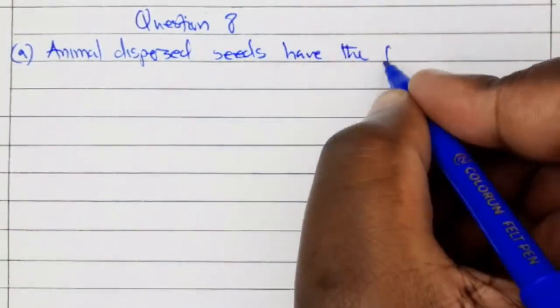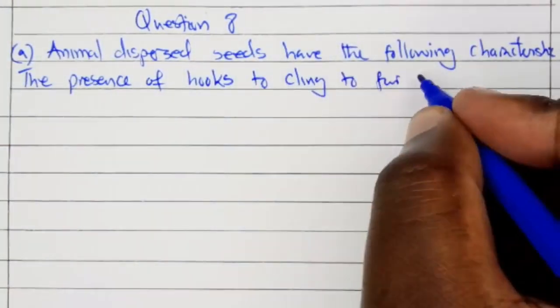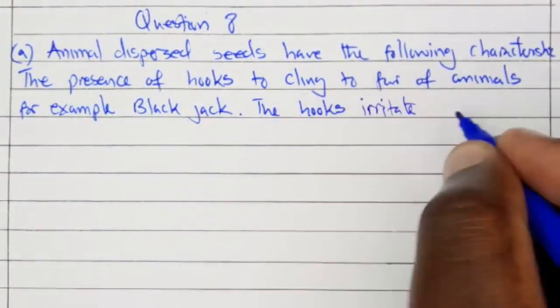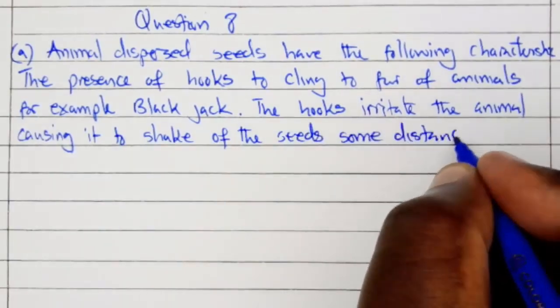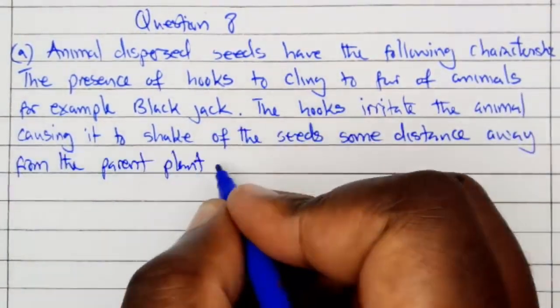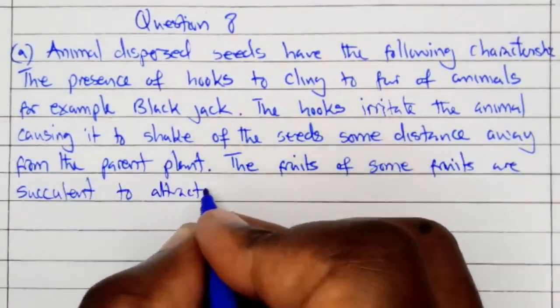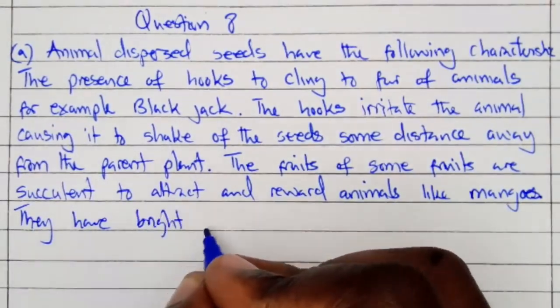Animal dispersed seeds have the following characteristics: the presence of hooks to cling to the fur of animals, for example, blackjack. The hooks irritate the animal, causing it to shake off the seeds some distance away from the parent plant. The fruits of some plants are succulent to attract and reward animals, like mangoes. They have brightly colored epicarps to attract animals when ripe, for example, oranges.